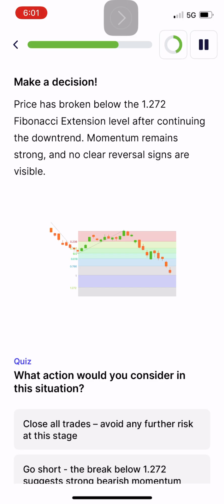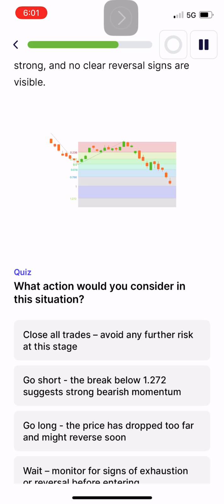Close all trades, avoid any further risk at this stage. Go short. The break below 1,272 suggests strong bearish momentum. Go long, the price has dropped too far and might reverse soon. Wait. Monitor for signs of exhaustion or reversal before entering.